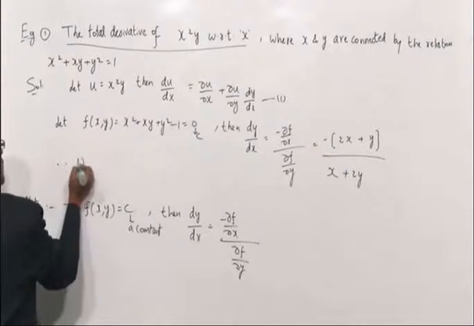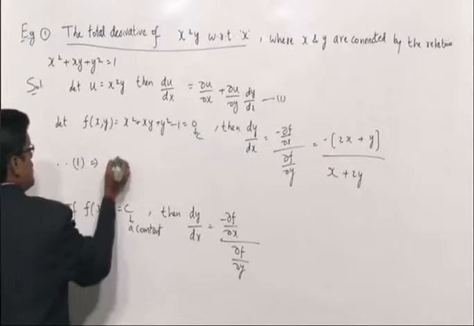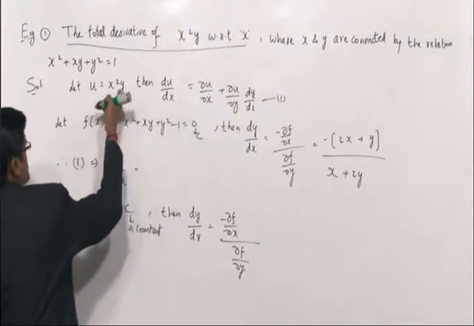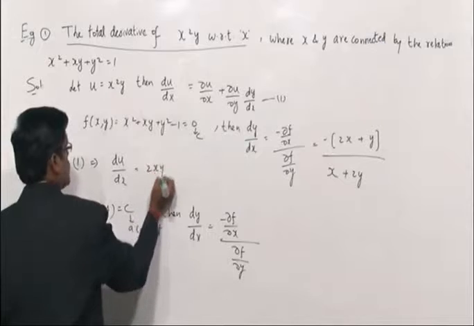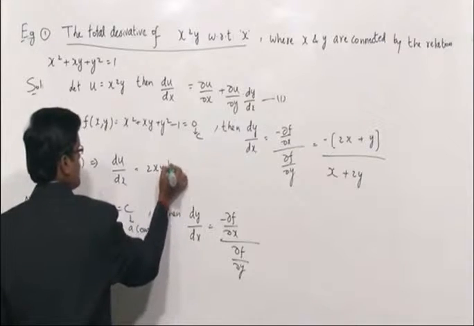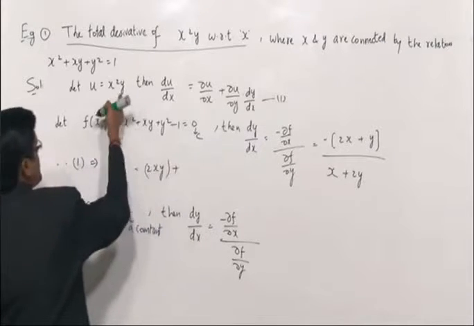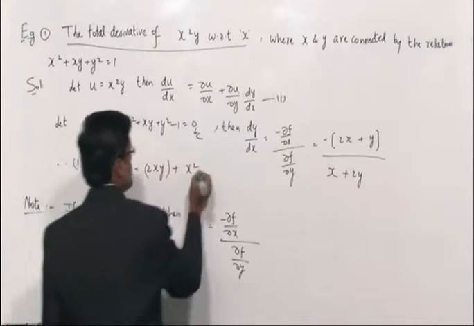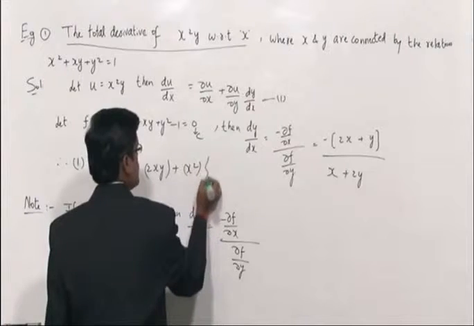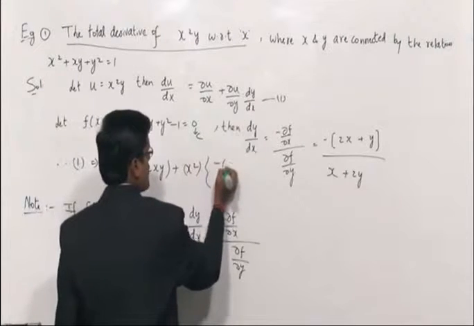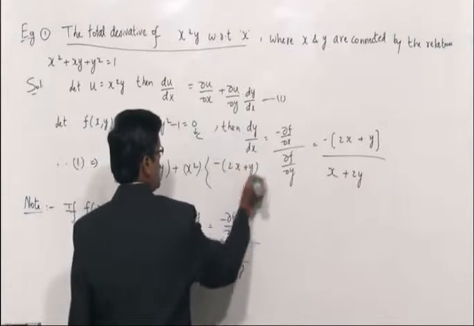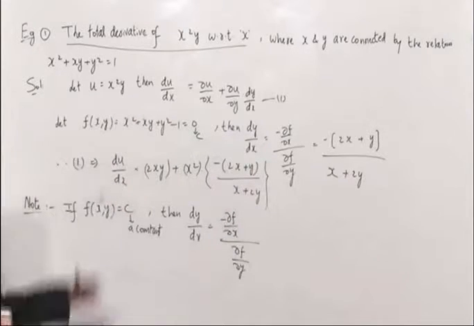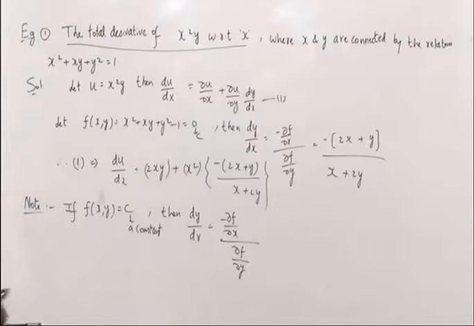So equation 1 implies du by dx. What is del u by del x? U with respect to x means y constant, x square derivative is 2x into y, plus del u by del y: with respect to y means x square is constant, x square into y derivative with respect to y is 1, into dy by dx. Just now I calculated, minus of 2x plus y divided by x plus 2y. Depending on the options, simplify further wherever it is necessary.